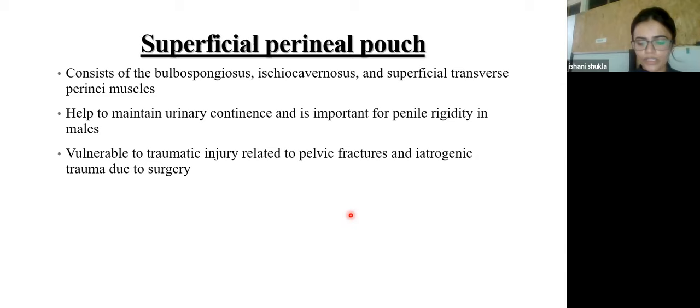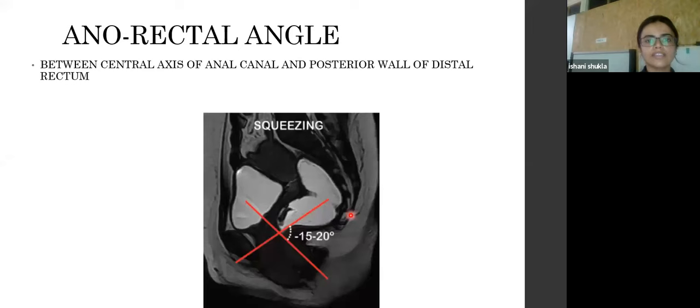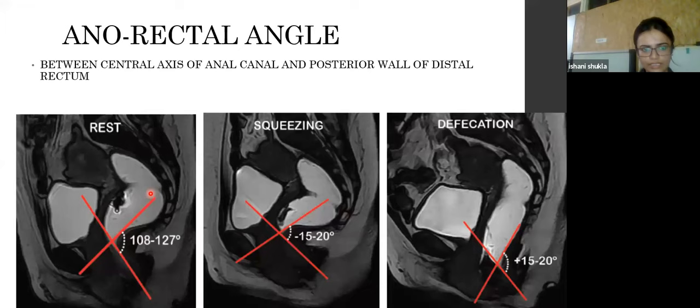Coming to anorectal angle, it is formed by the central axis of the anal canal and the posterior wall of the distal rectum. So this is important because, as we can see, during rest the normal anorectal angle is 108 to 127 degrees. During squeezing, this angle should actually become more acute, and during defecation, it should become more obtuse.